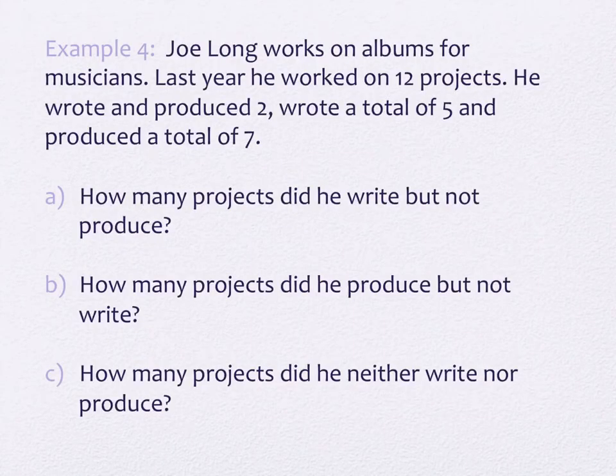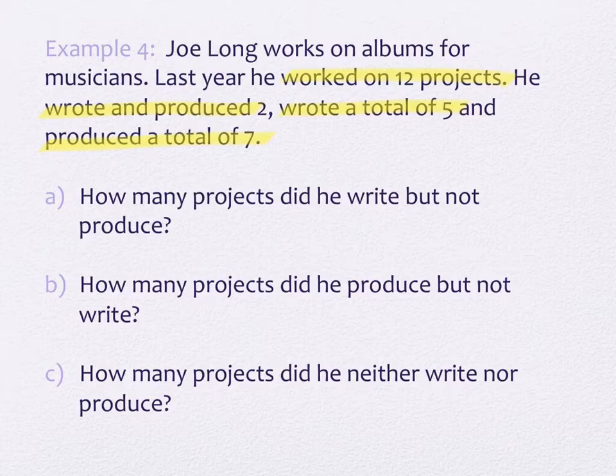So there are 4 pieces of information. I'll try to highlight them separately. It says he worked on 12. It says he wrote and produced 2. It says he wrote 5, and he produced 7. 4 pieces of information. Which piece of information is the most helpful of the ones that we're given?